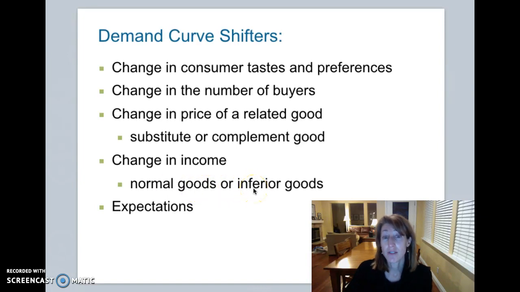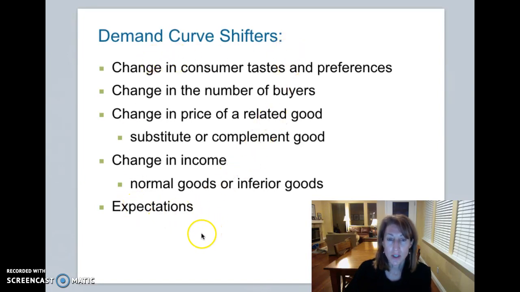But then there's something called inferior goods. You may not be aware of these yet. What these are is actually when your income goes up, you want less of these things. So things like a bus ride maybe. You might demand less bus rides, or fewer, I should say, bus rides when you have more income because you could drive your own car, afford to have gas. And then expectations. If we expect prices to go up in the future, we would buy more now.